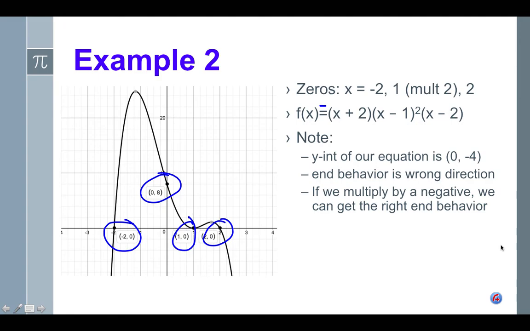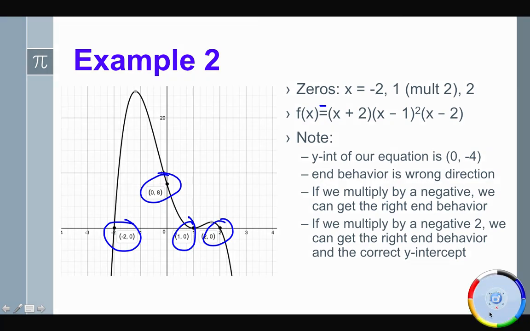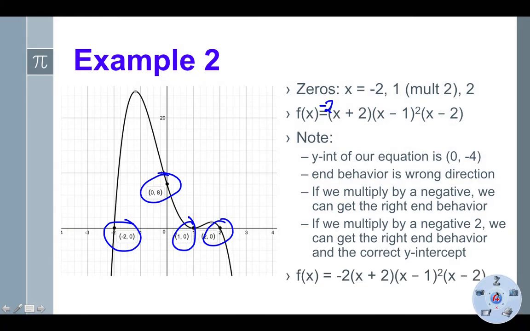Well, it's easy to make a 4 into an 8 by simply multiplying by 2. So if we were to multiply by a negative 2 in the front of my equation, we would get the correct equation, and that's all we're going to do there. We're going to multiply the entire equation by negative 2 in the front. Now we get the correct y-intercept, we get the correct end behavior, and we still get the same x-intercepts because we did not change any of that.